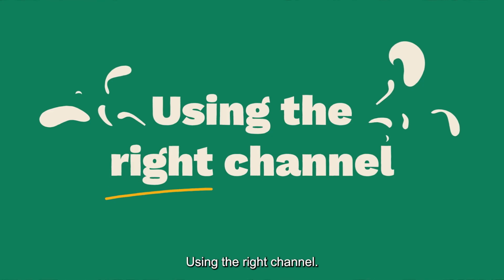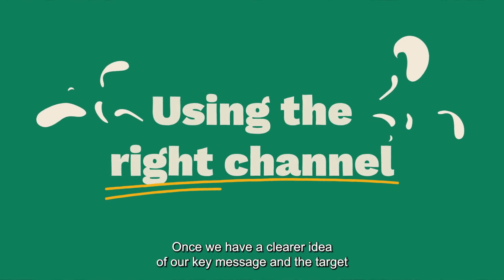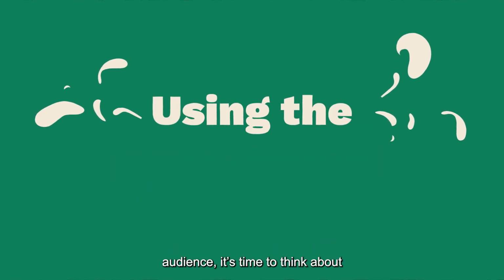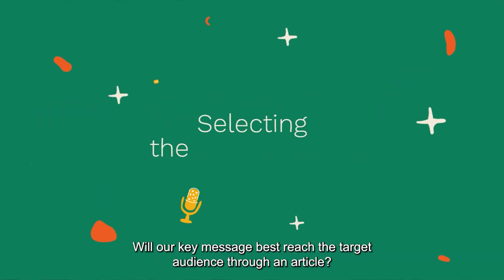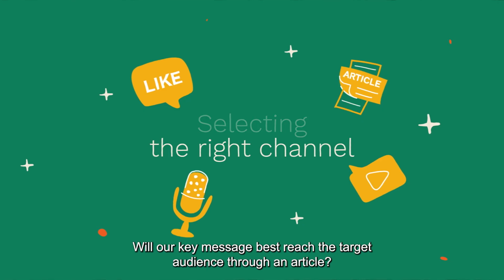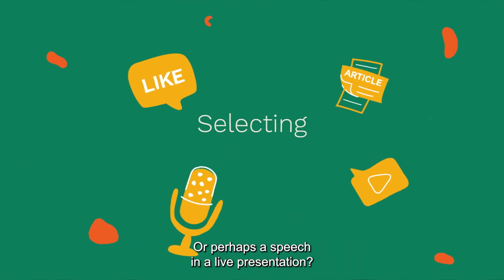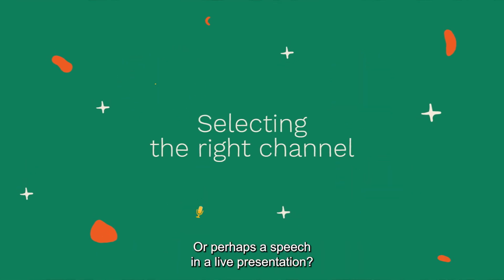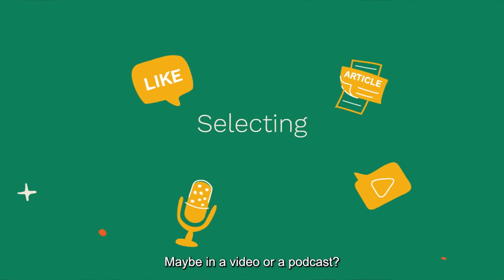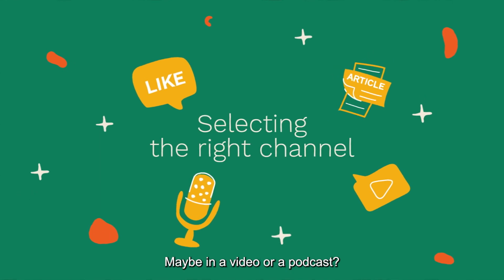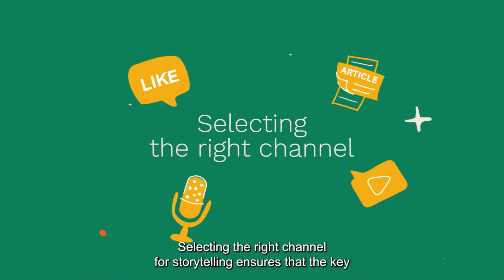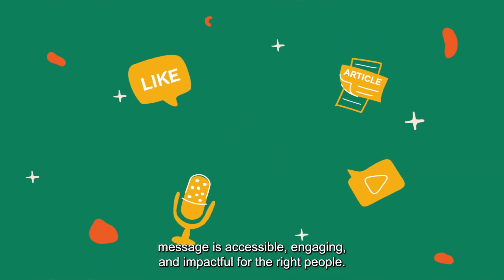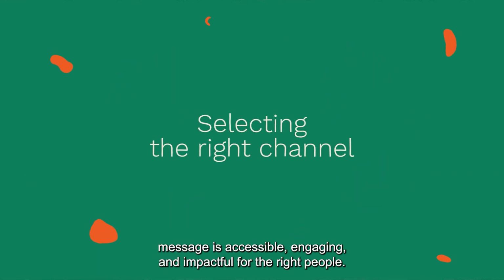Using the right channel. Once we have a clearer idea of our key message and the target audience, it's time to think about which channel or medium we want to use to spread our story. Will our key message best reach the target audience through an article, or perhaps a speech in a live presentation? Through social media? Maybe in a video or a podcast? Selecting the right channel for storytelling ensures that the key message is accessible, engaging, and impactful for the right people.